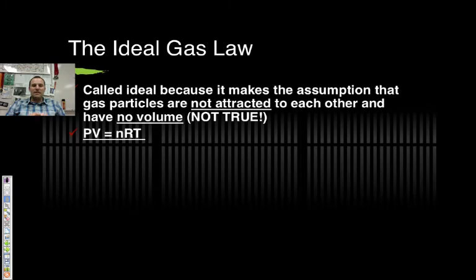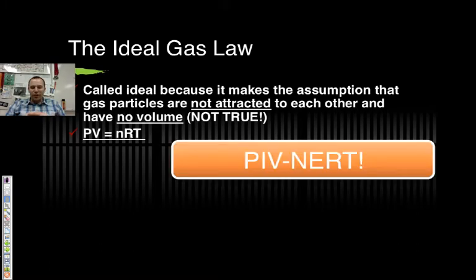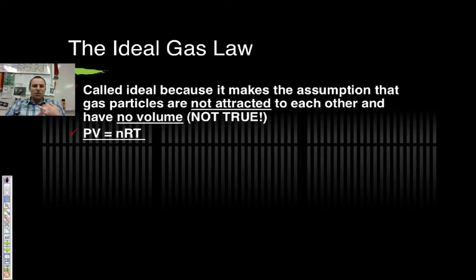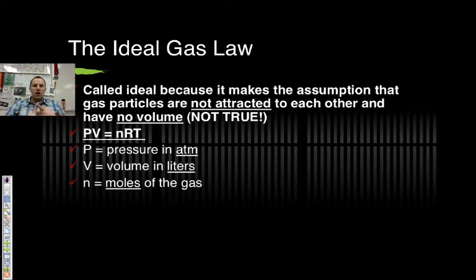So this is the ideal gas law. PIV NERT. That's what I say. You'll say it all the time too. We know what P stands for, pressure. It has to be in atmospheres. V stands for volume. That has to be in, do you remember? Liters. N stands for the number of moles. R we're going to skip over for a second. T stands for the temperature, and remember that has to be in Kelvin. So pressure times volume equals the number of moles times this thing called R times the temperature.